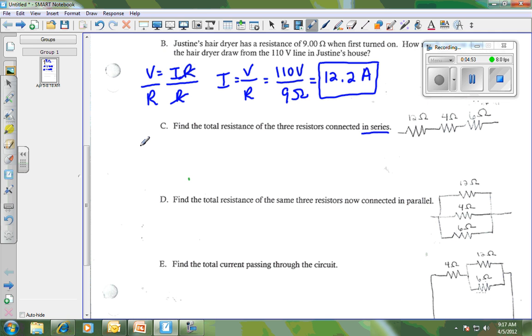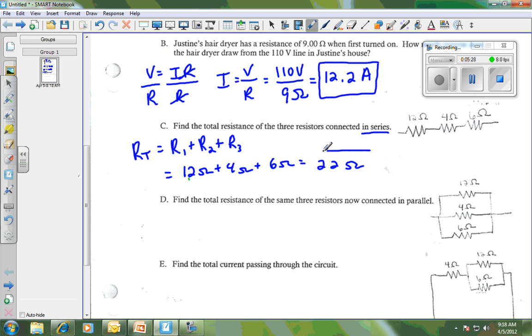Okay, to find the total resistance, R total is going to be equal to the resistance of number 1 plus the resistance of number 2 plus the resistance of the third resistor. So this is very simple. 12 ohms plus 4 ohms plus 6 ohms is 22 ohms. So that's the total in series.